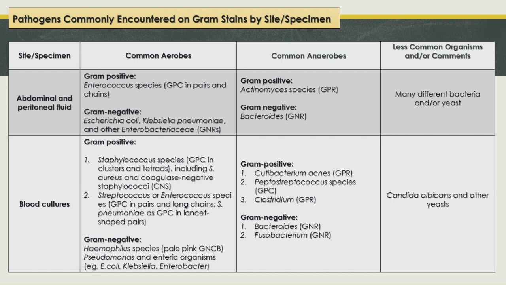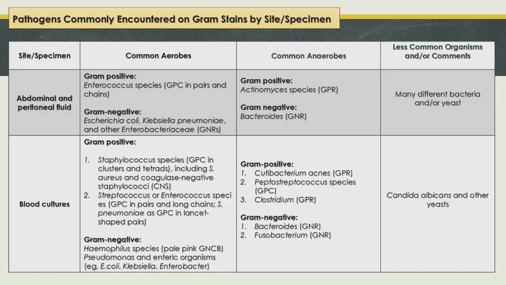Site/specimen: blood cultures. Common aerobes. Gram-positive: 1. Staphylococcus species, gram-positive cocci in clusters and tetrads, including S. aureus and coagulase-negative staphylococci, CNS. 2. Streptococcus or Enterococcus species, gram-positive cocci in pairs and long chains; S. pneumoniae as GPC in lancet-shaped pairs. Gram-negative: Haemophilus species, pale pink GNCB. Pseudomonas and enteric organisms, e.g., E. coli, Klebsiella, Enterobacter.